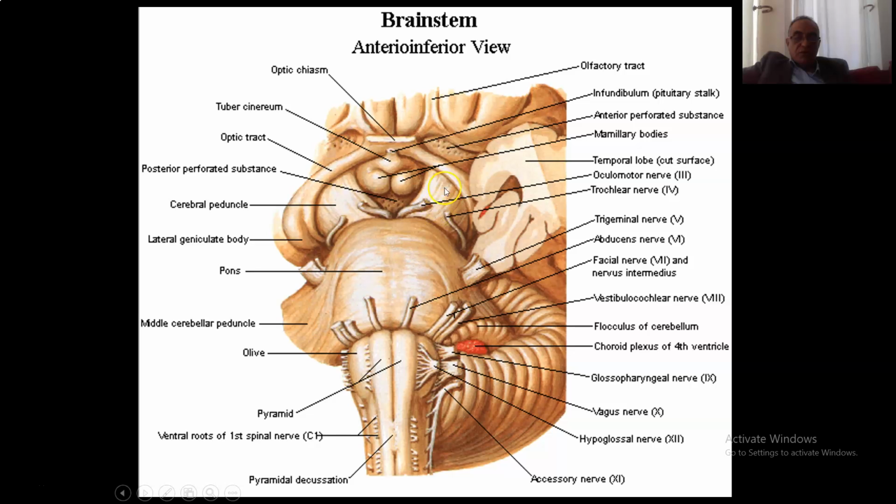So this is the view. This is the crus cerebri, basis pedunculi or cerebral peduncle, and the oculomotor nerve exits medial to it, and this is the interpeduncular fossa, which is not a part of the midbrain. The posterolateral boundary of the interpeduncular fossa is the cerebral peduncle of the midbrain. The anterolateral boundary is the optic tract, which is also not a part of the midbrain. So in the midbrain here we have the cerebral peduncle, the basis pedunculi, and the oculomotor nerve.